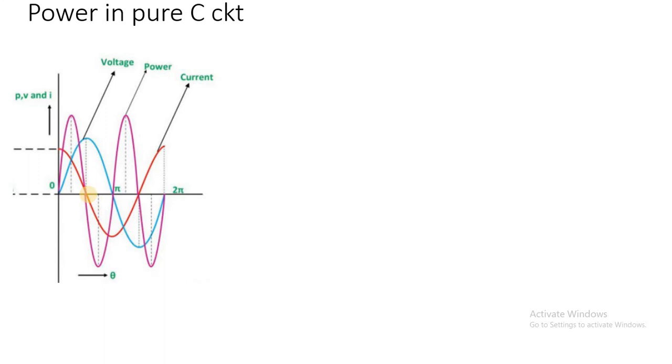Similarly, the same concept from pi to 3 pi by 2. Current is negative, and voltage is also negative, both negative. So we are going to have the power curve positive. And from 3 pi by 2 to 2 pi, the current is positive but the voltage is negative, so power becomes negative. Okay, so this is the power curve in pure capacitive circuit.